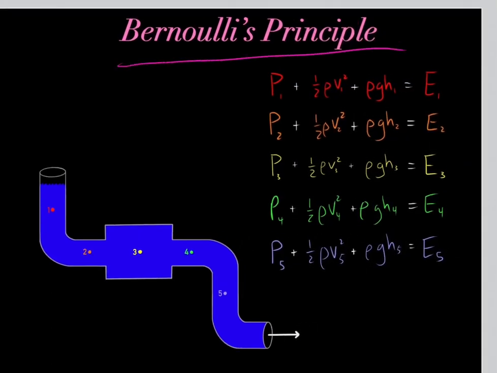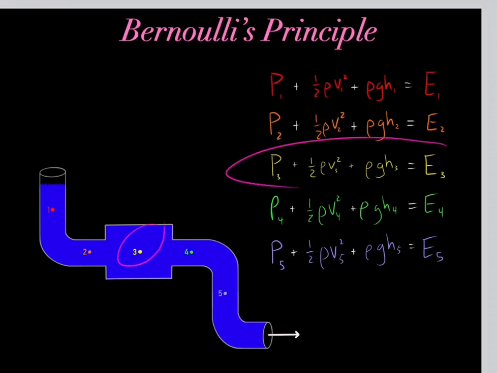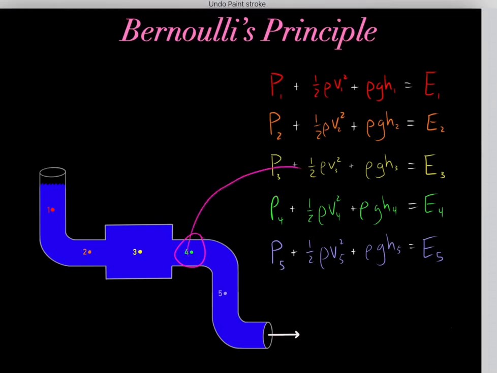So, the key point of Bernoulli's principle is if you were to find the total energy at any given point, that total energy would have to equal the total energy at any other given point. And we know how to determine the total energy at a given point. If we want to determine the total energy at this point 4, we need to find the pressure at point 4, added to the kinetic energy of the water molecules at point 4, and added to the gravitational potential energy of the water molecules at point 4.